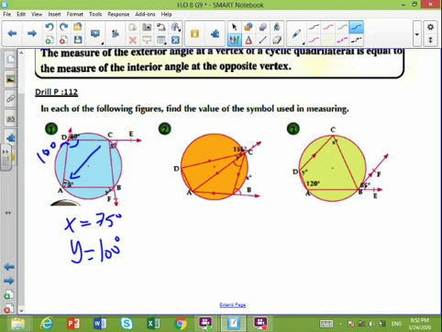Okay, let's take number 3. I want also X and Y. Let's study the figure well. I want X and Y. And X is so easy. They are opposite angles, so the sum is 180. So the measure of X will be 180 minus 120 equals 60 degrees.